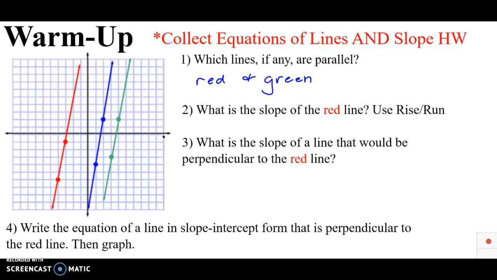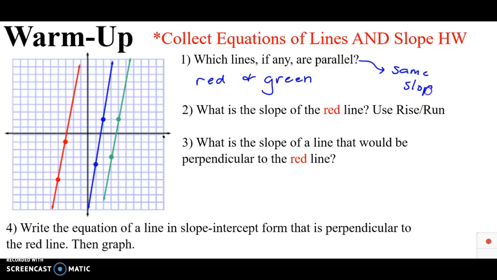Who can tell me why? Paul? Because green and blue will intersect. Actually, they did intersect down there. Okay. And red doesn't have the same slope as blue. In order for lines to be parallel, what do we know about their slopes? They have to be the same. They have to be the same slope.